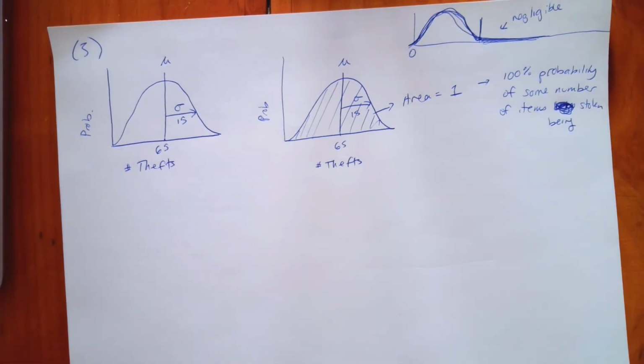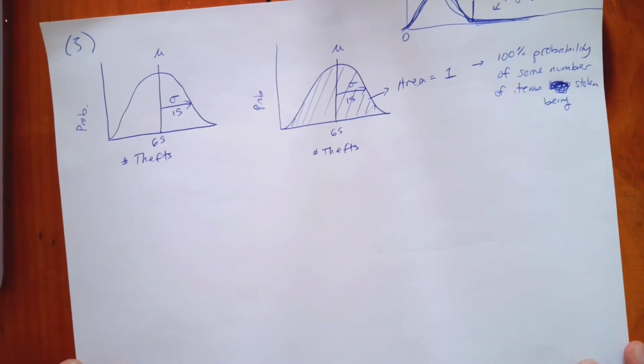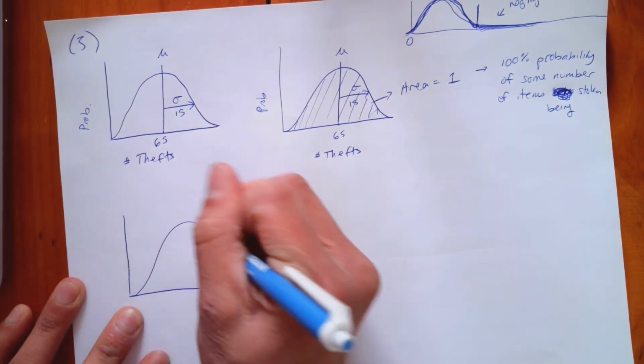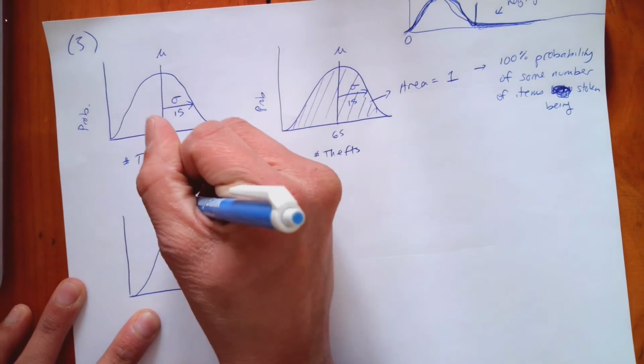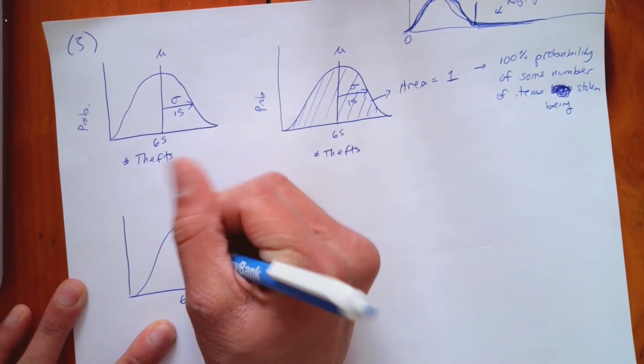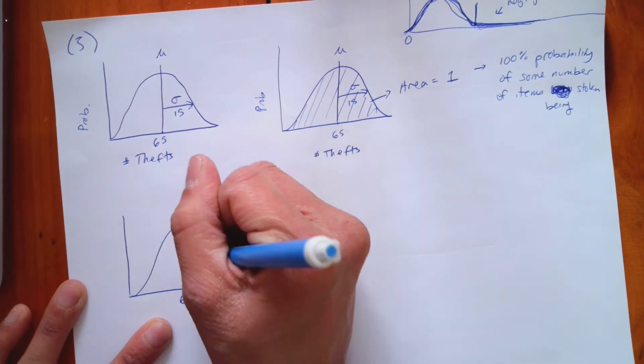All right, so area under the curve, first things first, all of it equals 1, and that tells you there's a 100% probability of some items being stolen. Now I want to get to that next point, though, which is the idea that the area under the curve between some set of values tells you the probability of getting outcomes between those values.